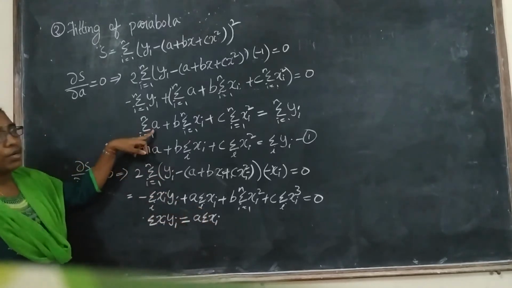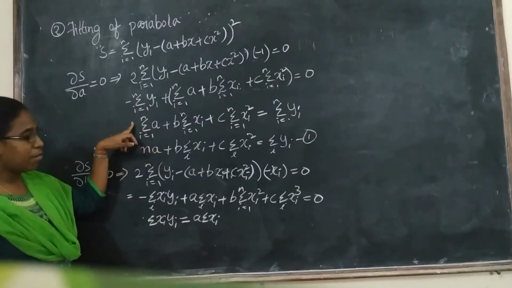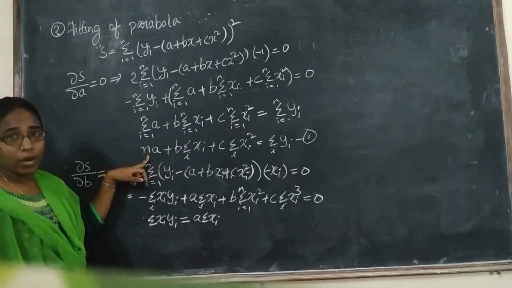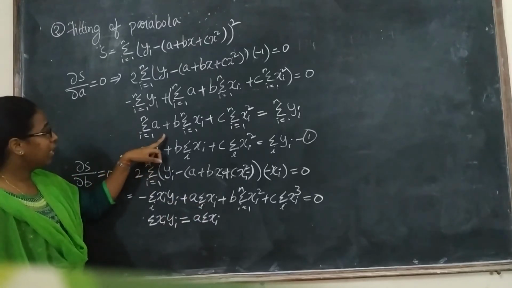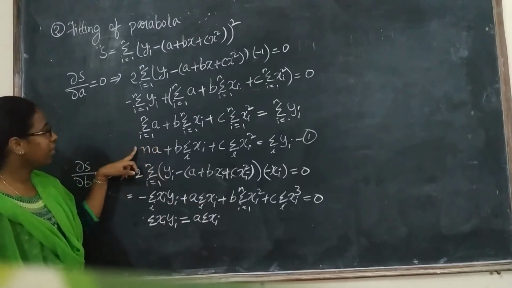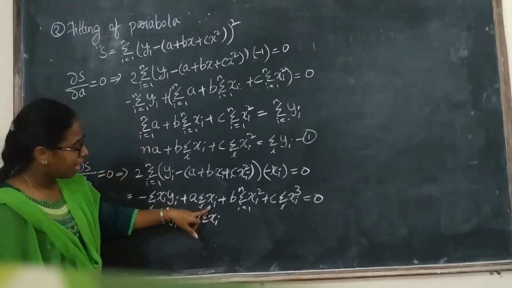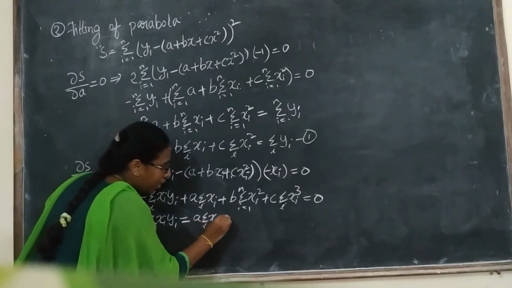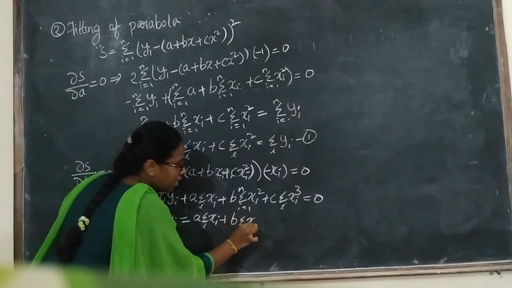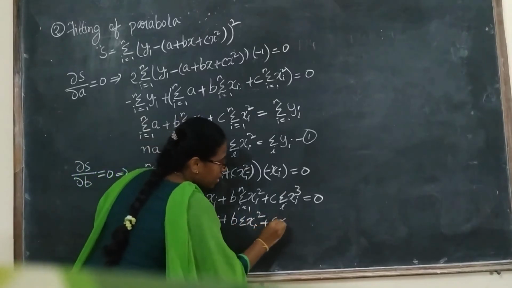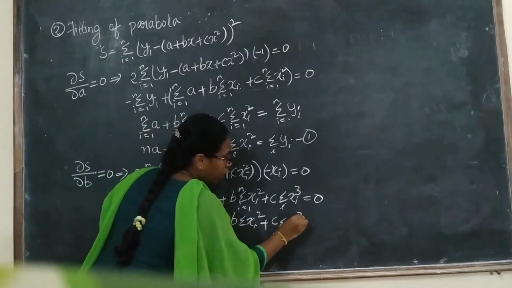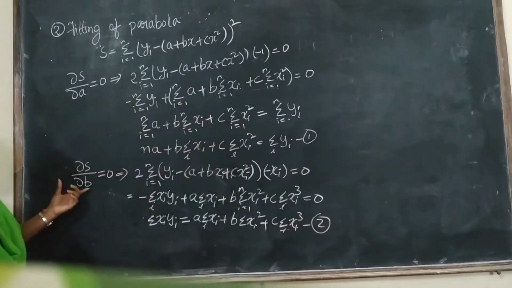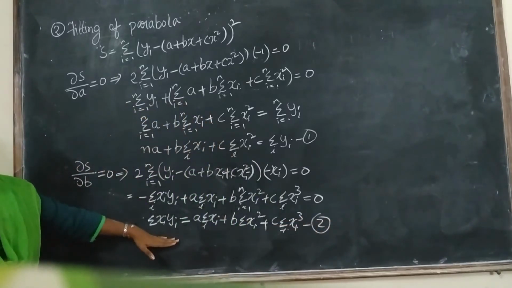In the before step we didn't have any i values to put the summation. Here I have xi values, so I am not writing the summation value as n. Here we didn't have the i values, so I have written the summation value as n. Here I have the xi values, so I will keep it as it is. A summation xi plus b summation xi square plus c summation xi cube. So this is the second equation. After differentiating with respect to b, we got the second equation.